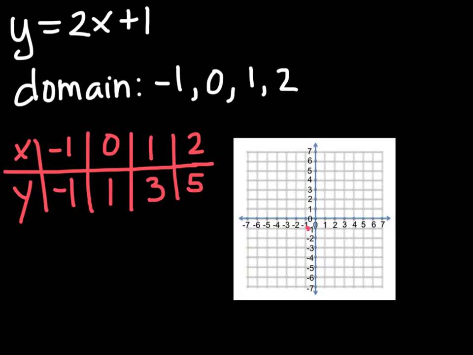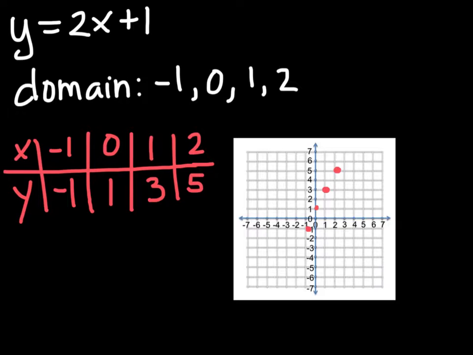So our first is (-1, -1). Then we have (0, 1), (1, 3), and (2, 5). All right, I am not going to draw a line to connect these points. Why? The domain specifically says that the values allowed for x are -1, 0, 1, and 2. If I draw a line to connect the points, I'm communicating that any point on that line is an allowable value for x. Therefore, we cannot connect the points.